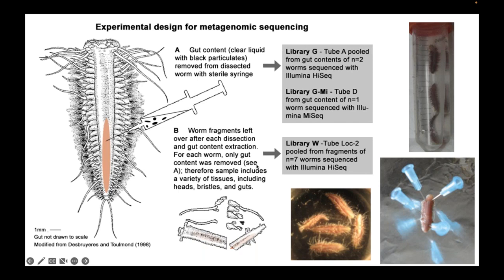And after the dissection, the leftover worm fragments were also collected for sequencing. And this contains a variety of tissue, including heads, bristles, and the actual guts. So the fragments from seven worms were pooled together and sent off for Illumina HiSeq sequencing to produce library W. And these pictures over here are the pictures of the ice worms when they were being processed on the research vessel.